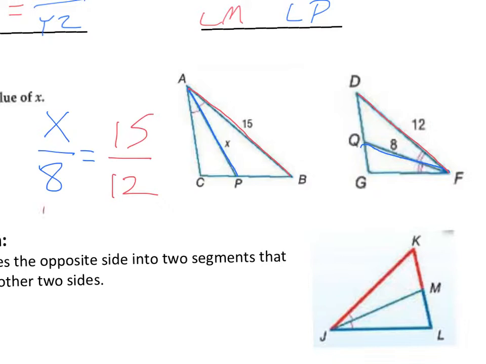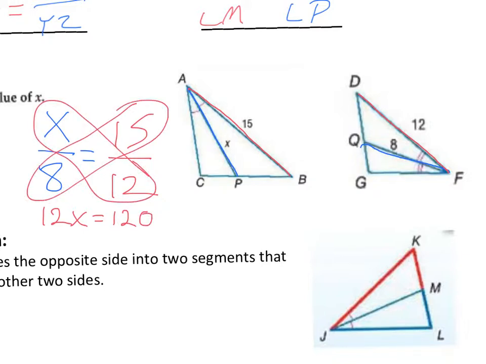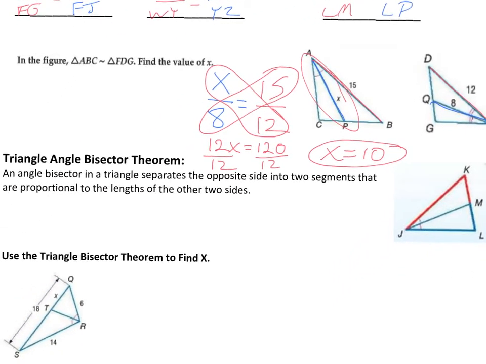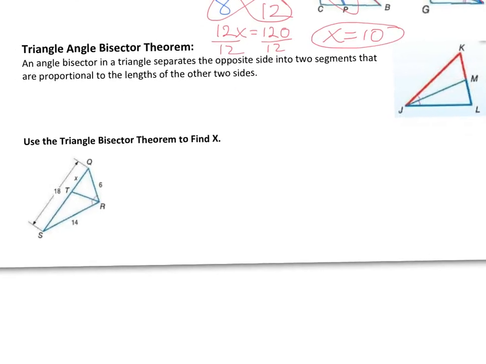Cross multiply and you get 12x equals 120. 8 times 15 is 120. 12 times x is 12x. We'll divide both sides by 12. And x equals 10. That's the length of this segment right there. Okay, so that's not different at all. The only thing different there is the fact that we use an angle bisector in the ratio because now we know that they are proportional.